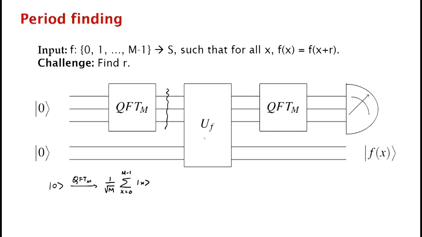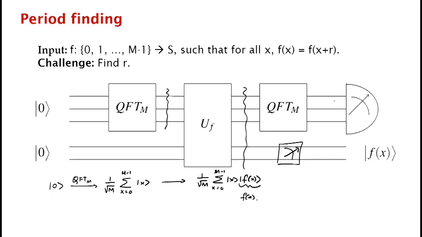Now you apply U sub f. So what do you get here? Well, you get 1 over square root m, sum x going from 0 to m minus 1 of |x, f(x)>. And now it turns out you can either measure or not measure. Now what you go ahead and do is measure this. When you measure this, you see f of a. And then, we do Fourier sampling on the first register.